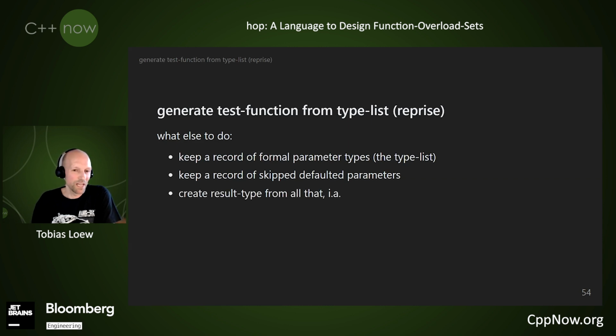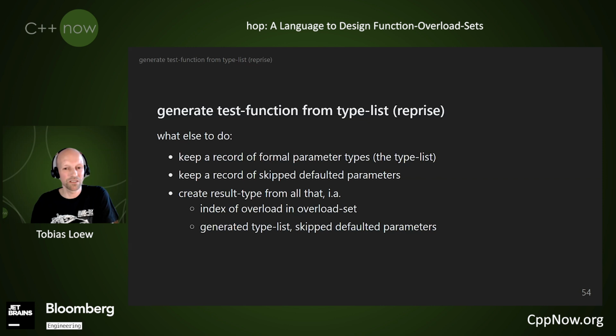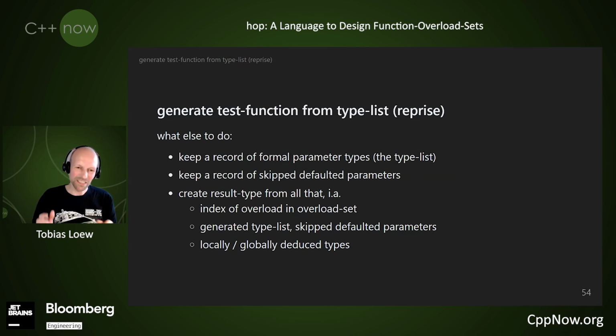And we have to create a result type from all of this information, which has to include the current index of the selected overload, the generated type list, the skipped defaulted parameters, the locally and the globally deduced types. And that's not all, but it's a quite complex type, the return type from the test function. But the library also has access functions to get the information back you want from the result.